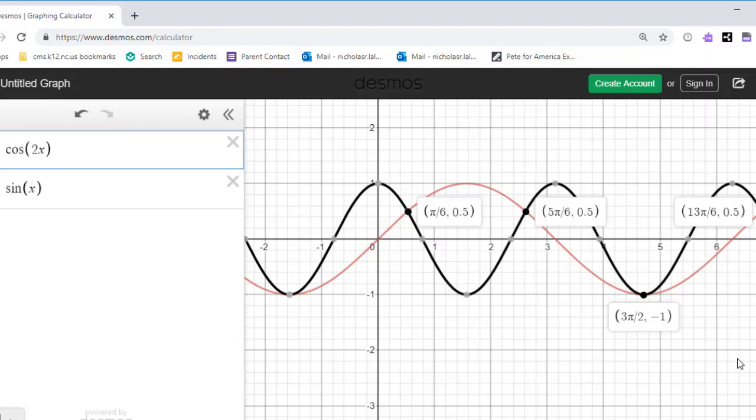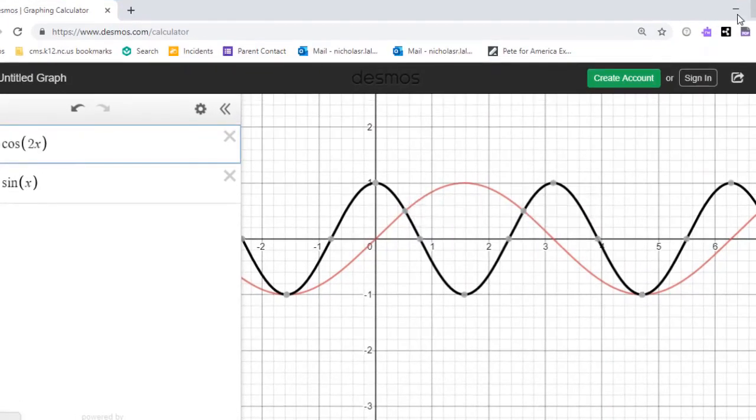But really, periodically, these are the solutions, and you can just add or subtract 2 pi to them in order to get a proper solution. So that's pi over 6, 5 pi over 6, 3 pi over 2.